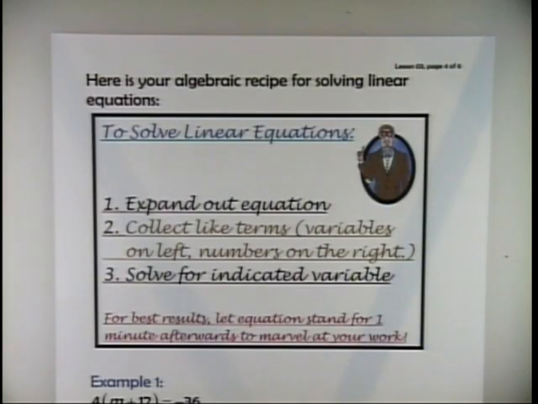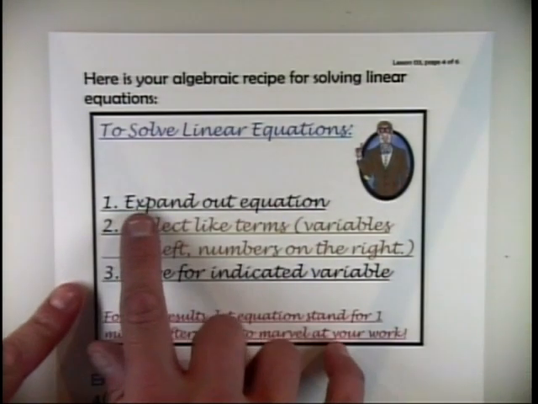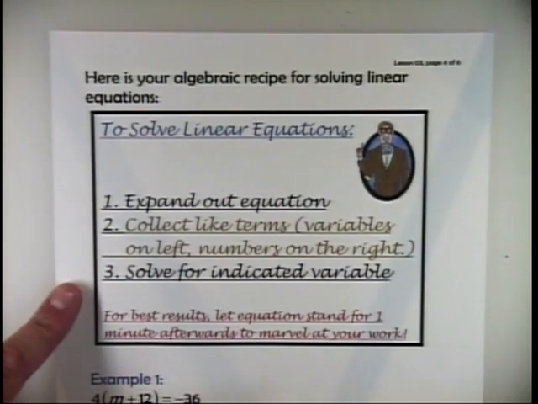All right, so I said solving equations is like a recipe. So what's your recipe for solving equations? Well, here it is. I've made you a nice little recipe card. Download it, cut it out, and use it over and over and over again. Share it with your friends, okay? Here's your recipe to solve linear equations. Number 1, expand out the equation. And what does that mean?